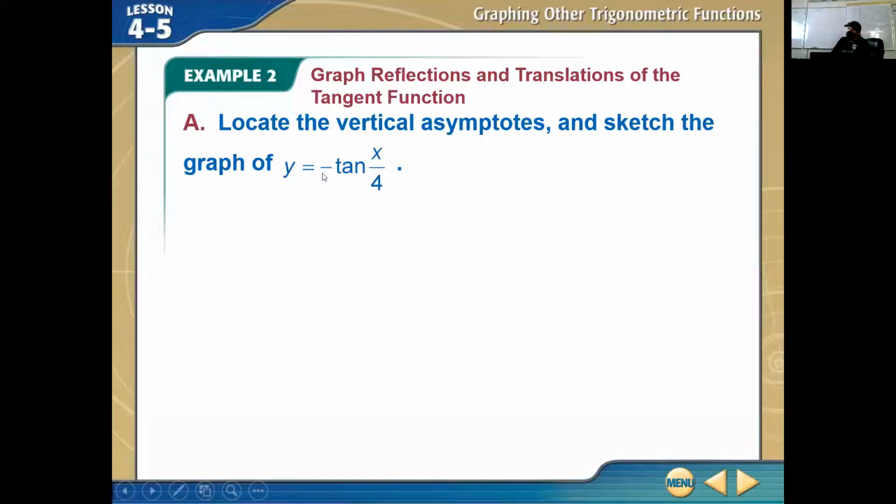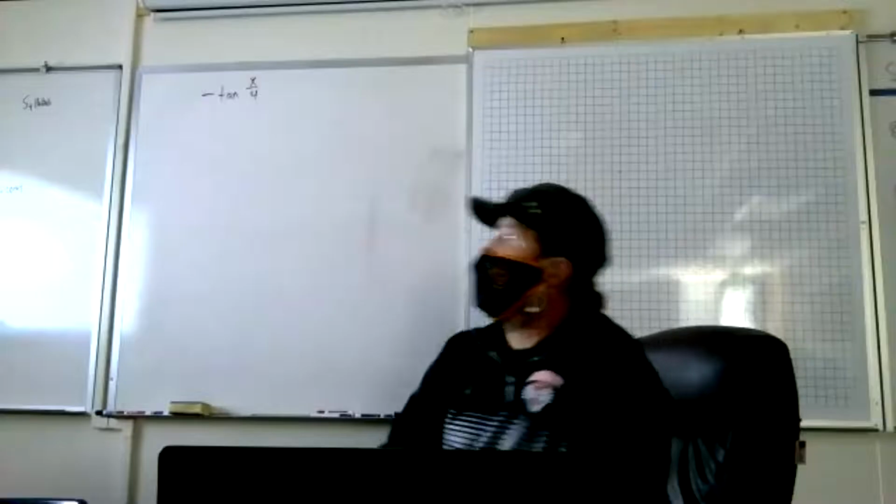Well, it flips it over the x-axis. So instead of starting low and finishing high, our graph now is going to start high and finish low. It's a reflection over the x-axis, this negative. We have a period factor of 1/4. We have no element of C, the amplitude didn't change, and we didn't have a vertical transformation at all. So how can we do this?